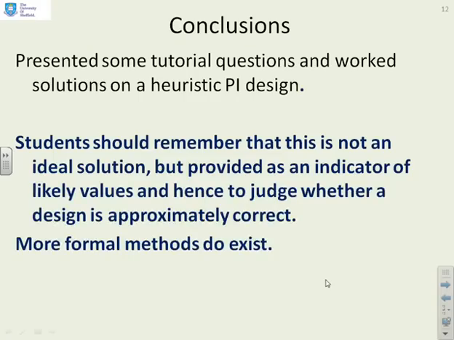So conclusions. We've given some tutorial questions and worked solutions on heuristic PI design, but we should emphasize that heuristic is not an ideal solution. It's an indicator of likely values, and hence a good place to judge whether the design you're using is approximately correct. There are, of course, more formal design methods which will be discussed elsewhere.